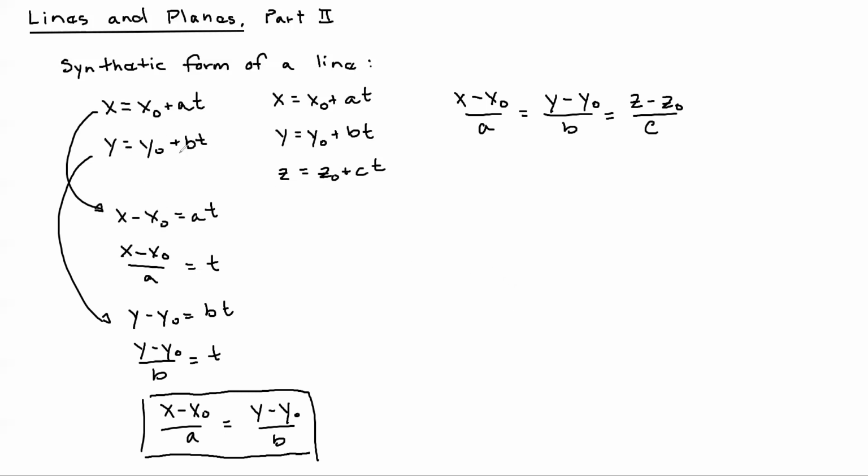So how does it work? It works in the same way that the parametric form works. If you have the point and the vector, in the parametric form you plug the point in here and you plug the vector in here. If you have the point and the vector in the synthetic form, you plug the point in here, and you plug the direction vector in here.